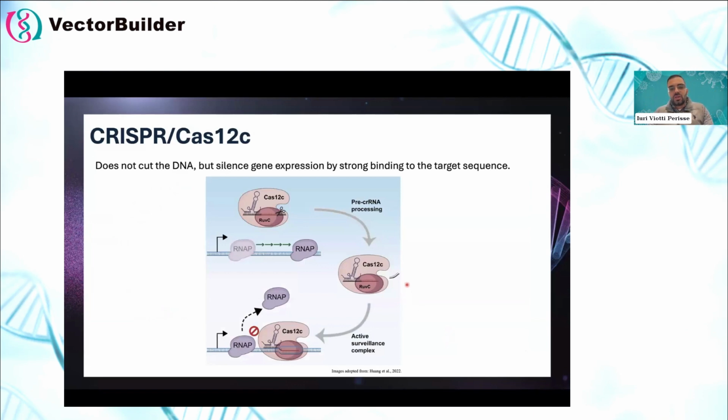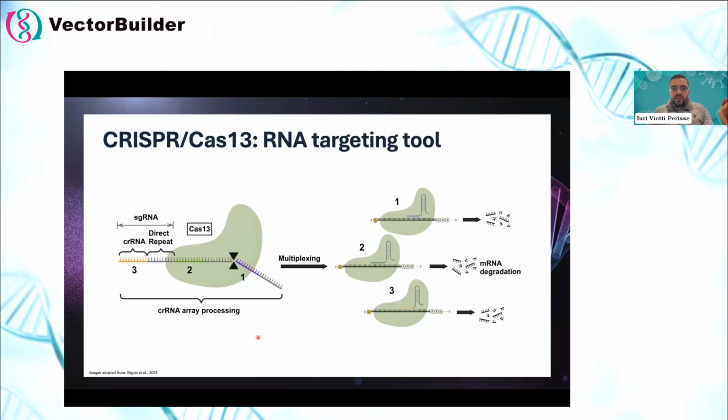That one is not used for double-strand break, but it's used to knock down the gene. So you can use this version to bind to your target gene and avoid that gene from being expressed. So instead of performing a knockout, you're actually performing a knockdown here, and you are avoiding the gene from being expressed. So you're not damaging the DNA, but you want to see what's the effect of that gene without that functional protein. The other option that we have is the Cas13.